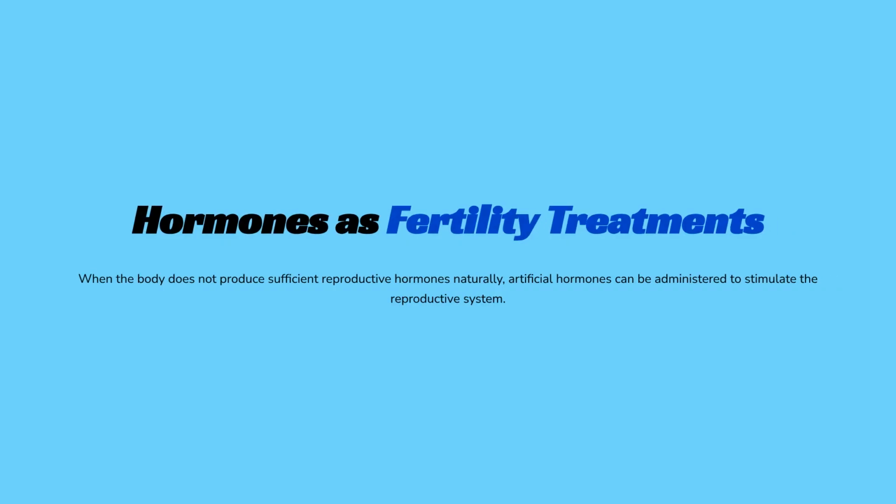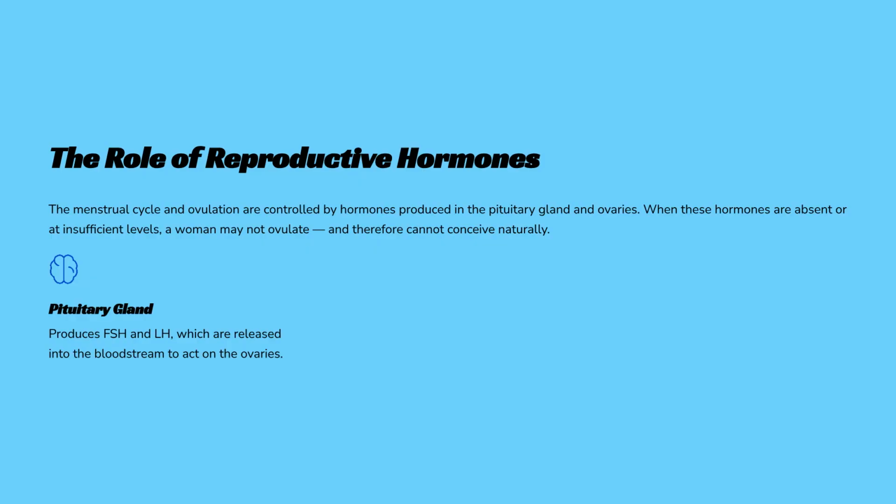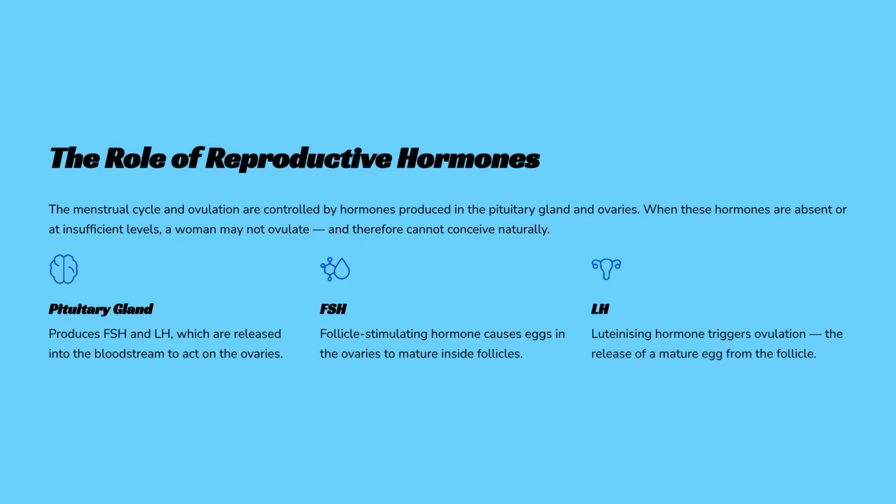When the body does not produce enough natural reproductive hormones, artificial hormones can be used as a fertility treatment to stimulate the reproductive system. The menstrual cycle relies on the pituitary gland, which produces FSH and LH. FSH, or follicle-stimulating hormone, helps eggs mature in the ovaries. LH, or luteinizing hormone, then triggers the release of a mature egg, known as ovulation.